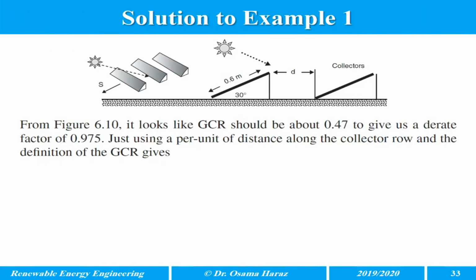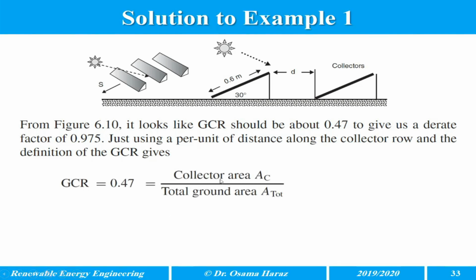Let's go back to the example. To solve this problem, first we need to find GCR, and GCR can be found from the figure. As we did before, we found that the GCR value is almost 0.47 to achieve the derate factor 0.975 for this type of PV panels. So what's the definition of GCR? GCR equals the collector area, we'll call it AC, divided by the total ground area, A total.